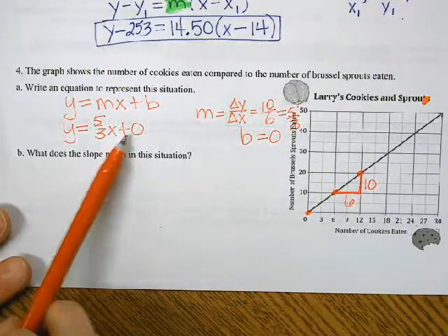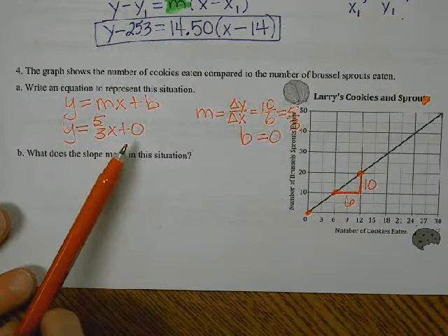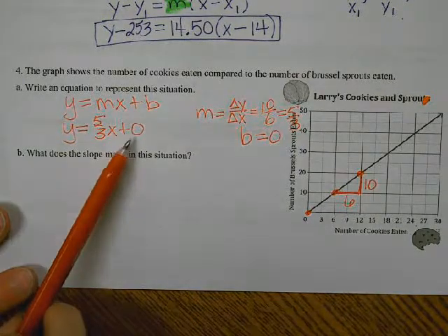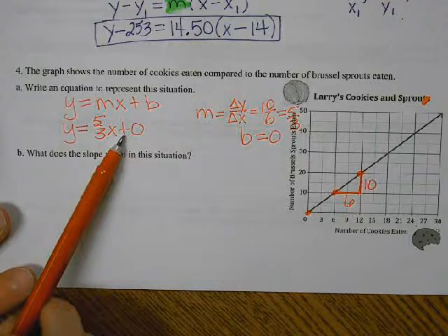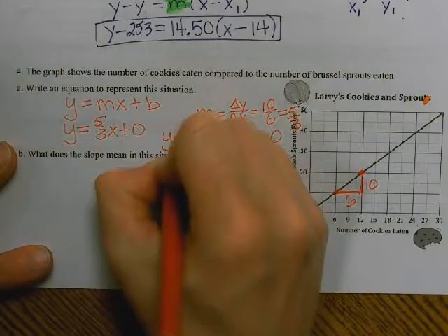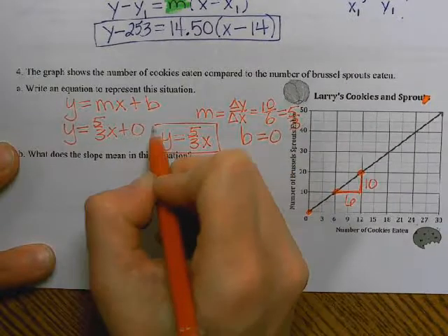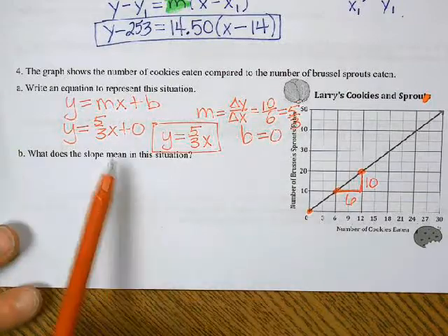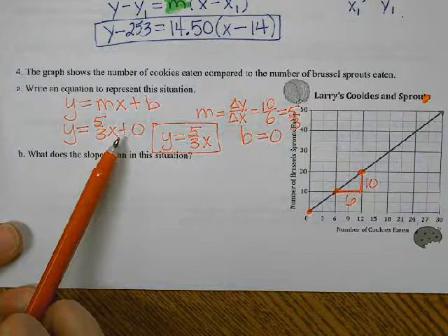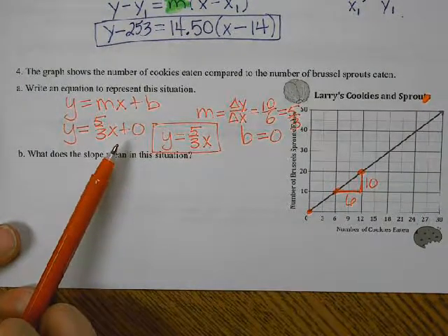So let's talk about this situation right here. If it says plus 0, that just means plus nothing. We don't write that part of it. So the actual equation that we're going to write in the very end is 5/3 x, and we just leave it as that. It does not matter though. If you wrote this, that's technically not wrong.